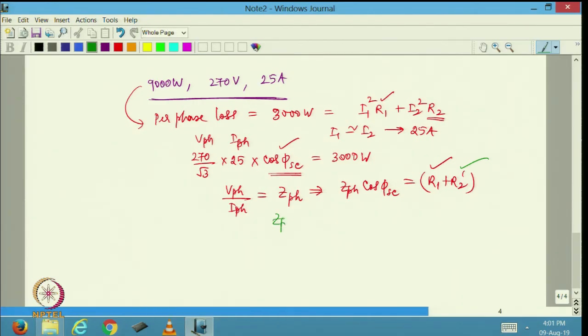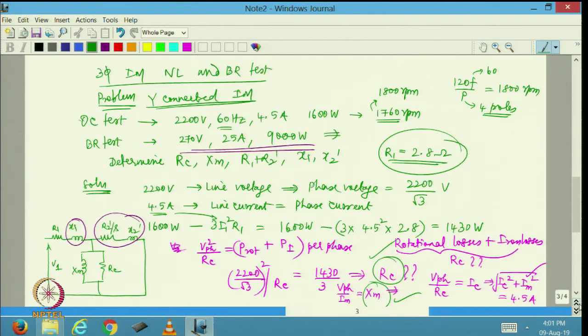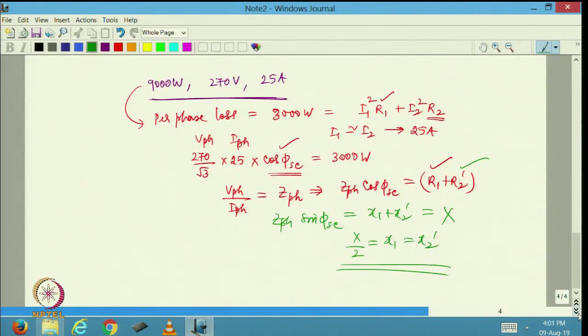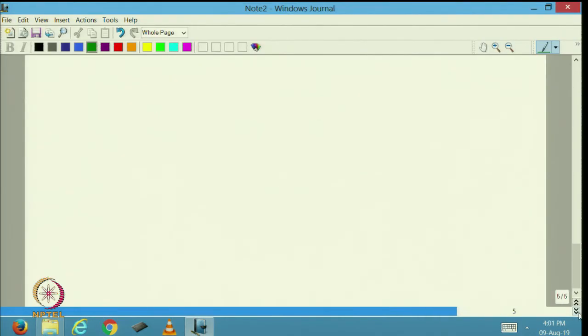Now, I can say Z phase multiplied by sin phi SC will be X1 plus X2 dash, which let me call X. Now, X by 2 will be equal to X1 as well as X2 dash. So, from this test data we should be able to get the complete equivalent circuit parameters, namely X1, R2 dash as well as X2 dash. So, we have determined all these things. You guys will complete the calculation, you should be able to do it, it should not be a problem.